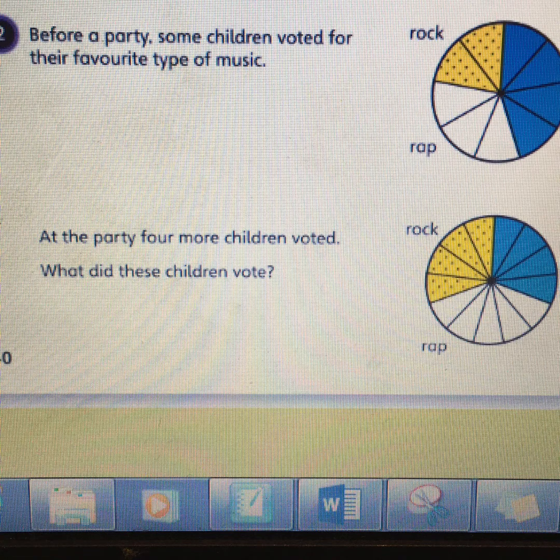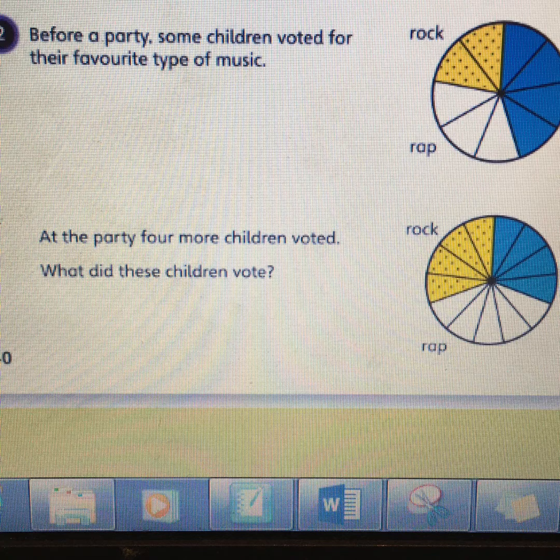So, question 2. Before a party, some children voted for their favourite type of music, and that's shown by the first pie chart. However, at the party, 4 more children voted. What did these children vote for? And this is shown by the second pie chart. If we look at these 2 pie charts, you can see that they are split into a different number of segments. That's because the bottom pie chart has 4 more segments, because 4 more children had voted, and each segment is worth 1 child.